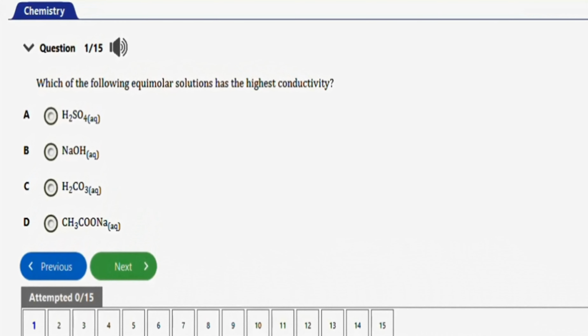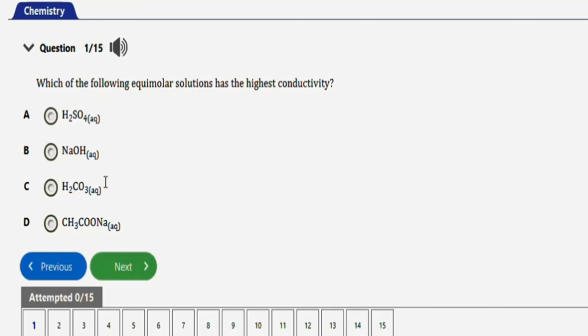In this video, we're going to learn how to solve these chemistry problems under the subtopic concept of pH. So guys, we have 14 repeated questions to practice with in this video. Let's get started. The first question says, which of the following equimolar solutions has the highest conductivity?